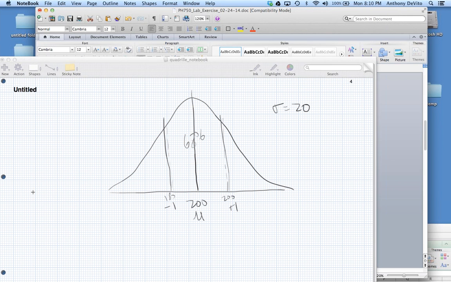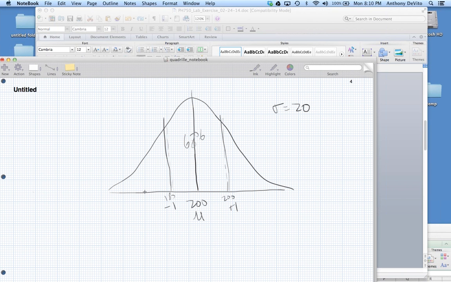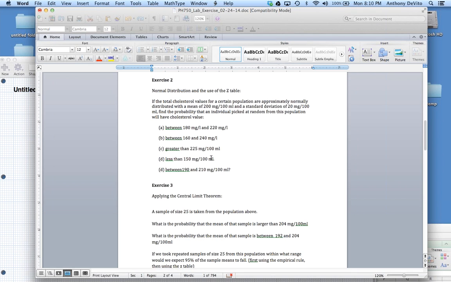Let's look at the next one. Between 160 and 240. As you can guess, the first few here are going to be really simple. 160 is negative 2 standard deviations. 240 is positive 2 standard deviations. So we know that 95% of the population is going to be between those two numbers.